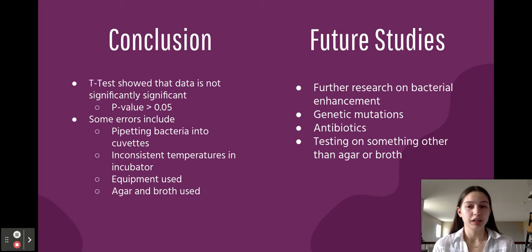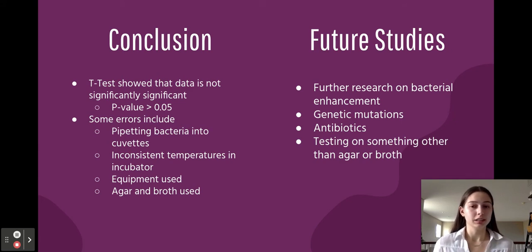So in conclusion, with the t-test, my p-value was greater than 0.05, which means my data was not statistically significant, meaning that my results happened by chance. Some errors I concluded were the pipetting of bacteria into the cuvette. I could have not gotten great samples, and that could have messed up how the spectrophotometer read the samples.